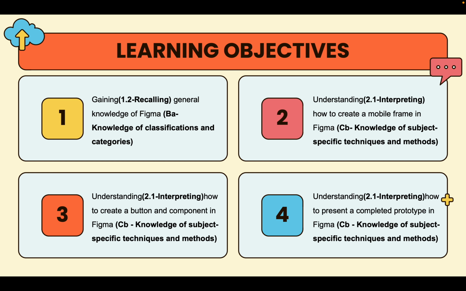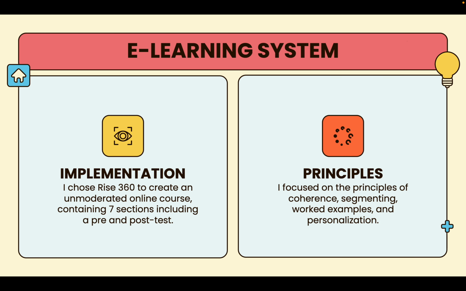Following this, I outlined 4 key learning objectives as contained in this slide, all of which fell into recall and interpreting within the cognitive processing dimension, and knowledge of classifications and categories, or knowledge of subject-specific techniques and methods within the knowledge dimension. To implement my e-learning system, I chose Rise 360 to create an unmoderated course online.